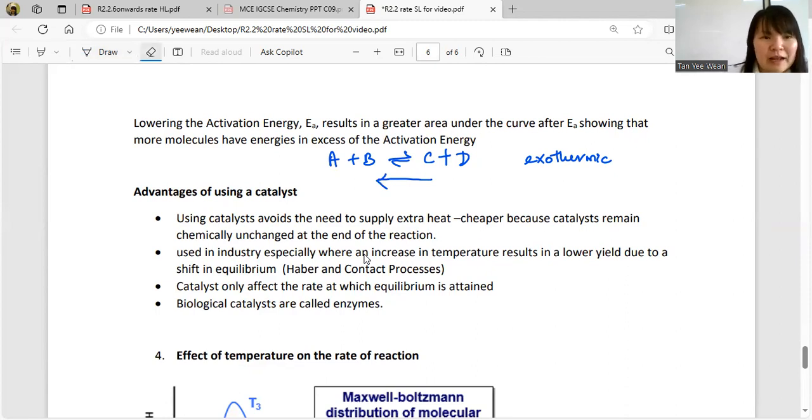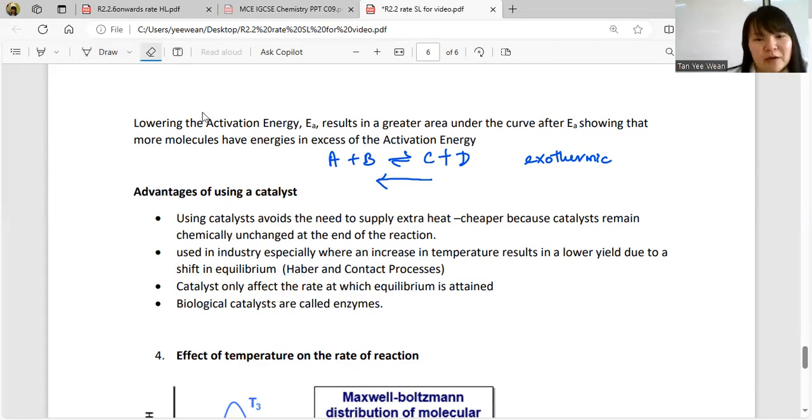It goes to the left, it shifts to the left. For example, Haber and Contact, you covered that in IGCSE, right? So for the Haber process and the Contact process, we try not to heat it too much. I mean, we do heat it a little bit to make it faster, but we try not to heat it too high, because if we heat it to a very, very high temperature, yes, it's faster, but the problem is that you get a very low percentage yield. So in such cases, that's the advantage of using a catalyst.